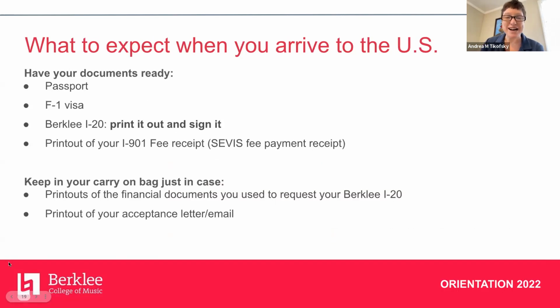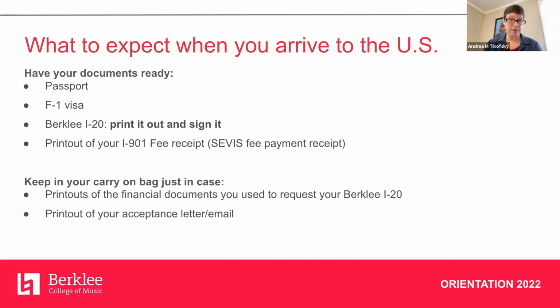You should also have a valid F1 visa issued by the embassy or consulate in your home country. Passport holders of Bermuda and Canada, you don't have to worry about the visa. You'll also need your printed I-20. You should print it and sign it and show a paper copy at the port of entry, and proof of I-901 payment, and that's that SEVIS fee that you have to pay to the US government.